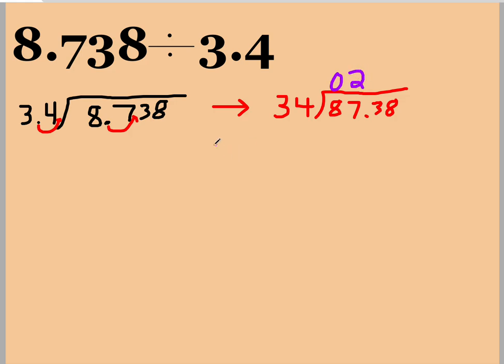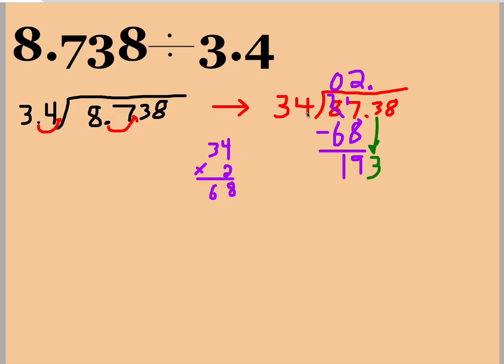So let's do 2. I'm going to do that on the side. 34 times 2. 2 times 4 is 8. 2 times 3 is 6. So I get 68 to subtract. So I have to borrow. So I'll get 19 here. And I do need to always remember my decimal's got to go straight up in my quotient. All right, so let's drop down the 3.